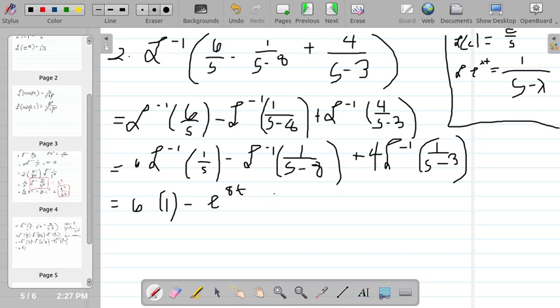Then plus 4 times the inverse Laplace of 1 over s minus 3, which is e raised to the power of 3t.